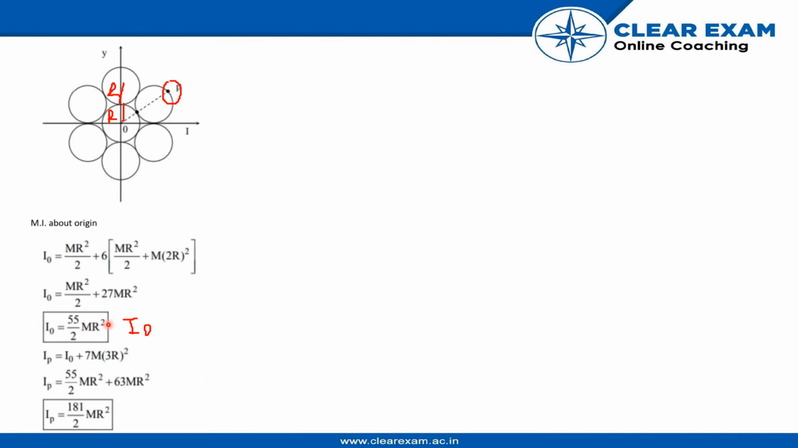This is I naught, so IP will be equal to I naught plus 7m, where 7m is the total mass, into 3r, that is 1r, 2r and 3r, right? So 3r whole square gives us 55 by 2 plus 63 mr square. Taking the LCM and adding them up would give IP equal to 181 by 2 mr square. Hence the correct answer is 181 by 2 mr square.